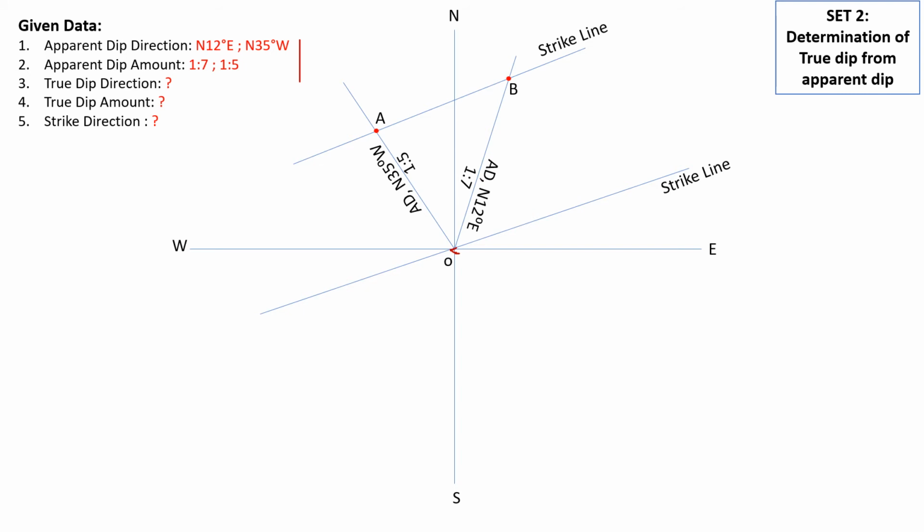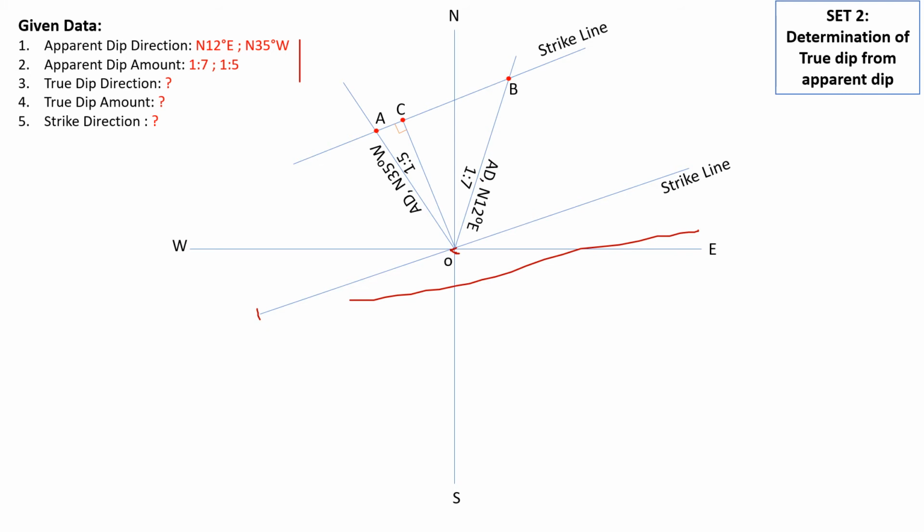Now, with this data, we have to identify the true dip direction as well as the true dip amount. We know there is a relation between the true dip and the strike line, that they are perpendicular to each other. So I'll drop a perpendicular to this strike line. Wherever it is cutting, I'll mark that point, because I have to find out the dip amount as well, and I'll name this point as point C.